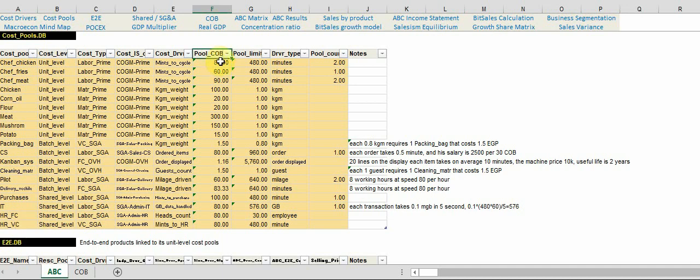Pool COP cost. COP means close of business, the result at the end of day. This field is for the daily cost of this pool. Chef Chicken gets paid a monthly salary of 2,400, that is 80 Egyptian pounds in each COP, in each day. This pool is limited to 480 working minutes per day, assuming this restaurant works 8 working hours.